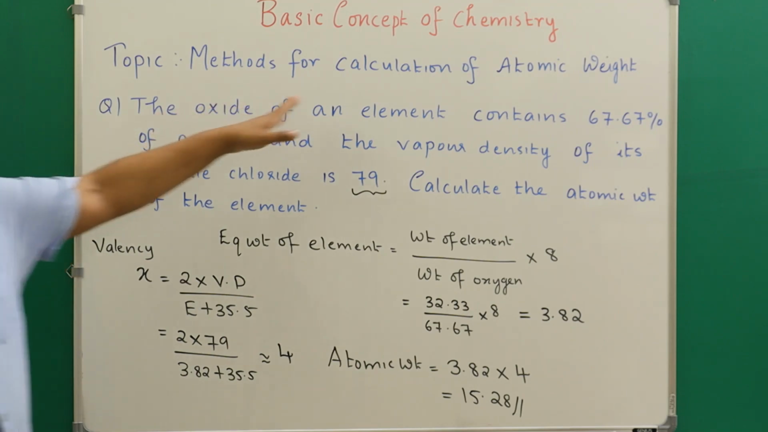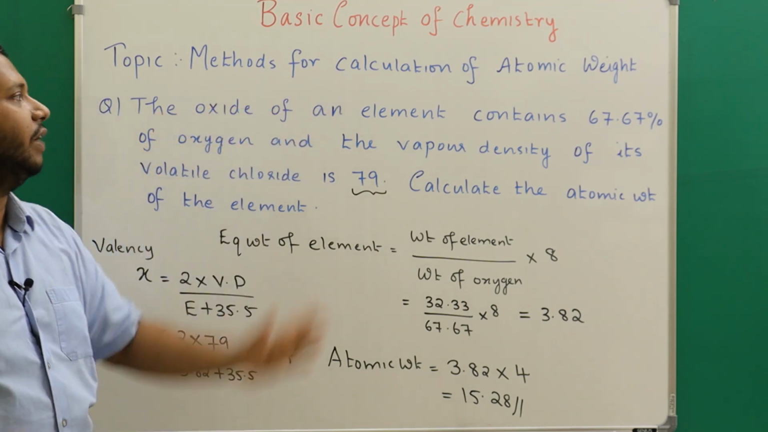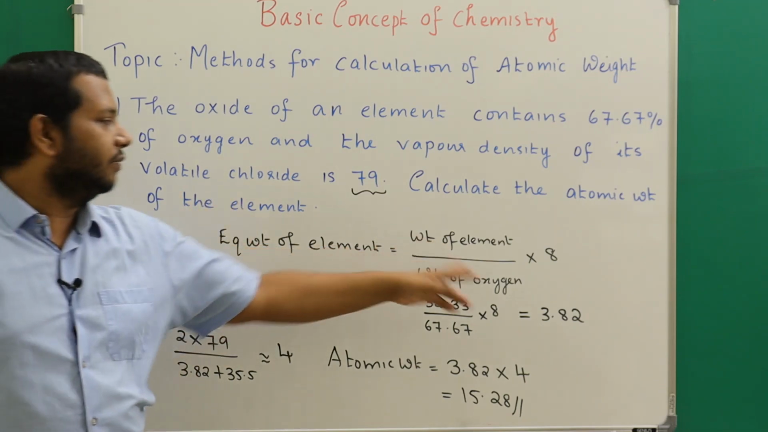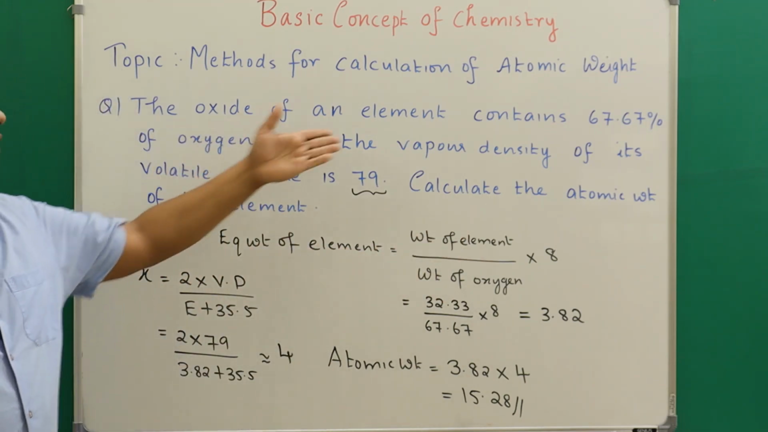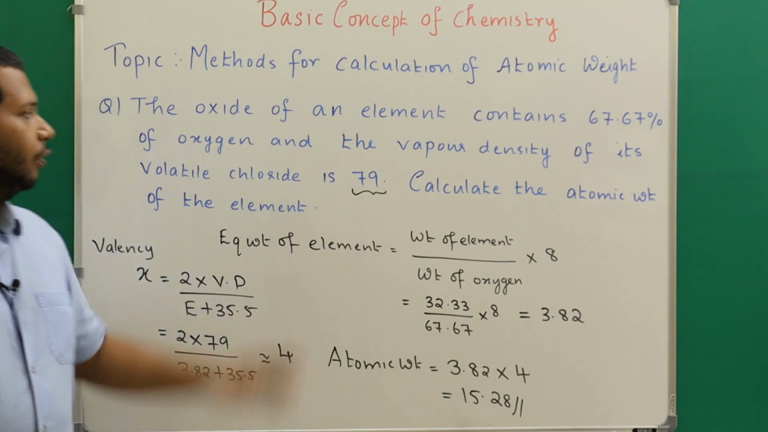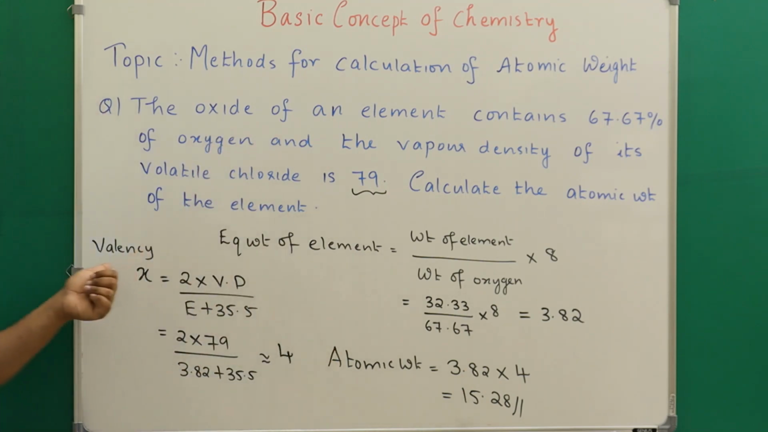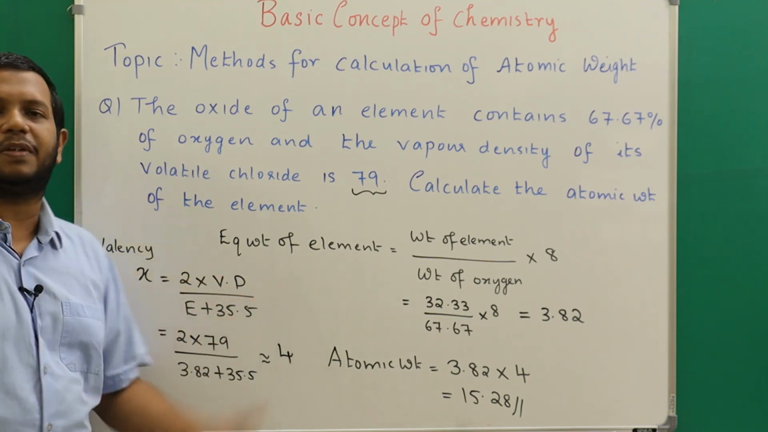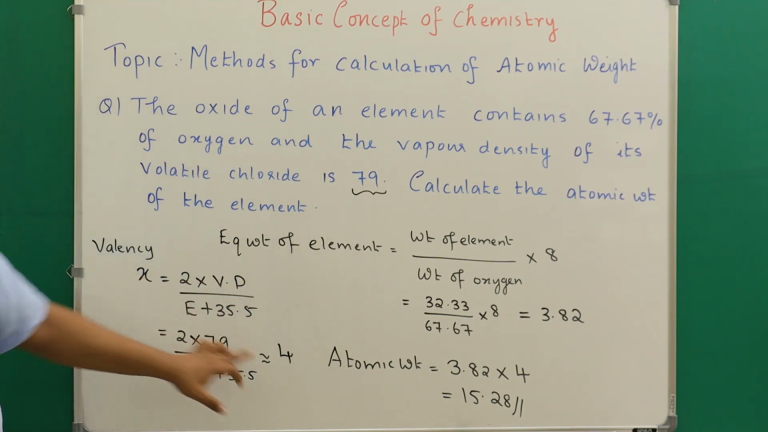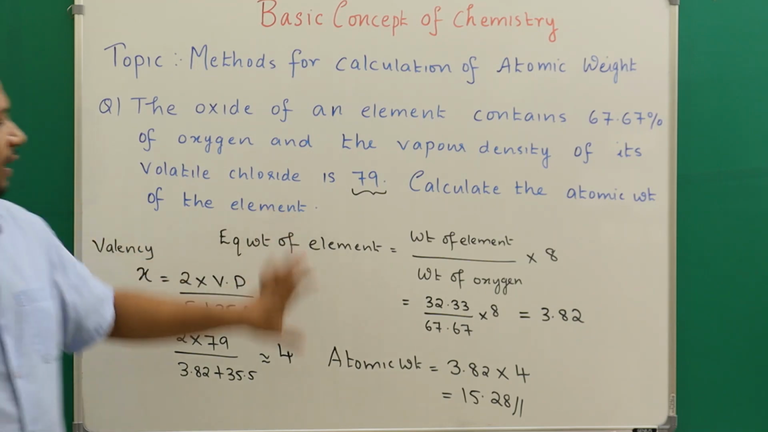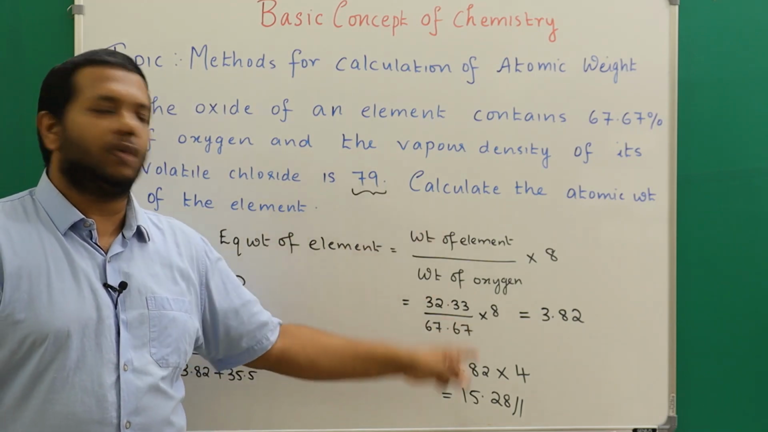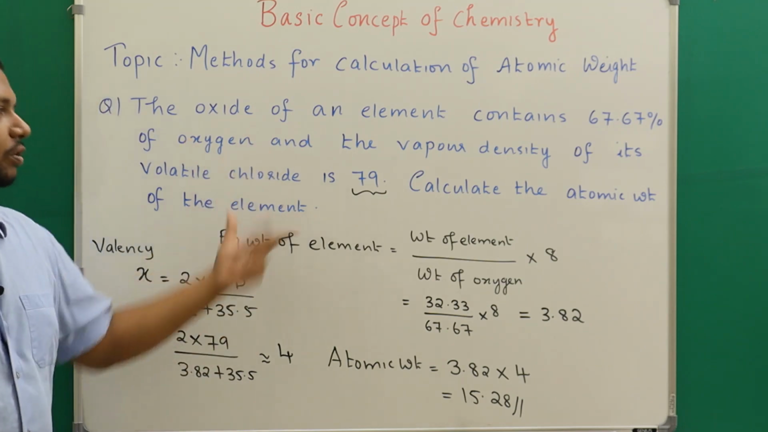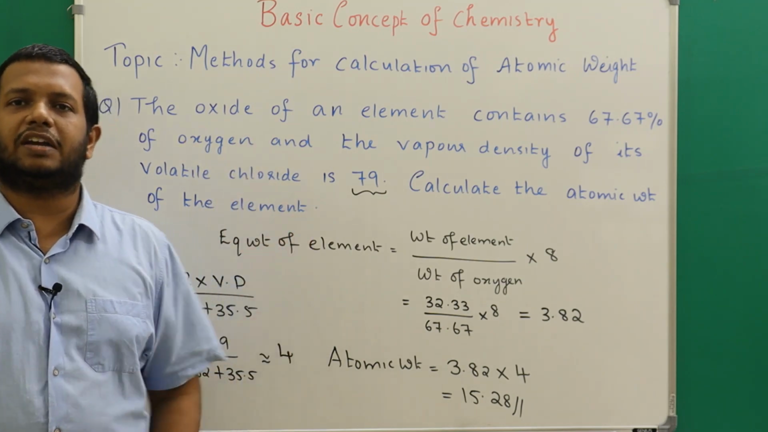Okay. So one more time I am explaining the concept. Very simple. They will give some clue to calculate the equivalent weight. Here they have given the oxide formation method. So from that, find the equivalent weight of the element. Next they have given the vapor density directly. So vapor density is given, which means you can apply the volatile chloride method. X is equal to 2 times vapor density divided by E plus 35.5. Then you got the valency. Once you know the valency and equivalent weight, atomic weight is equal to equivalent weight into valency, and you will get the answer. Very simple. Okay, I hope you understood the application. Next we will go to the next method.